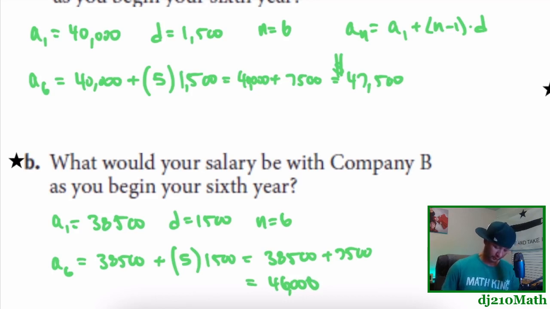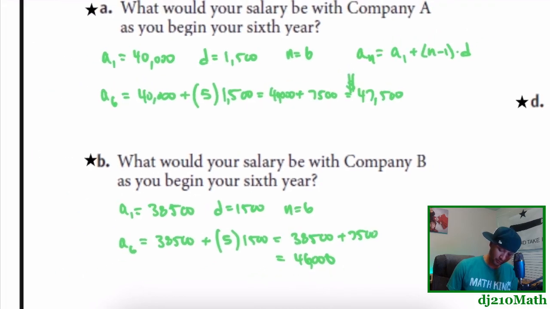So in starting the 6th year, company A is looking a little bit better. Well, $1,500 a year. It's like slightly more than $100 more a month. Right, 1,500 more.